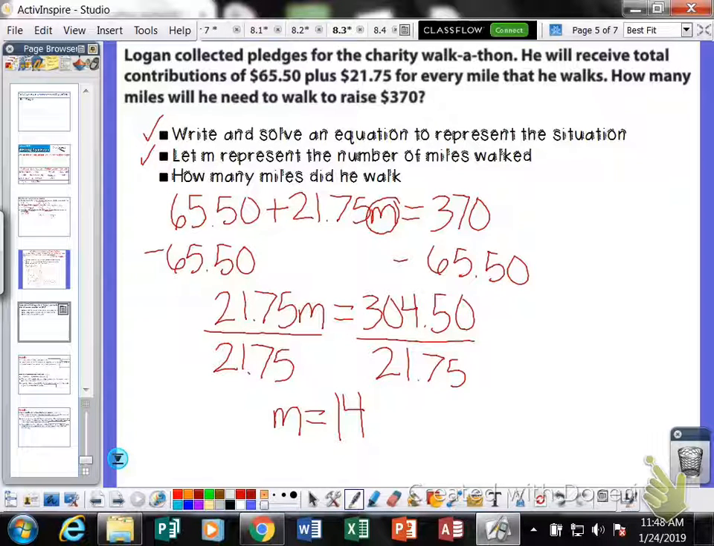And that 14 represents the number of miles that Logan will need to walk in order to raise $370.